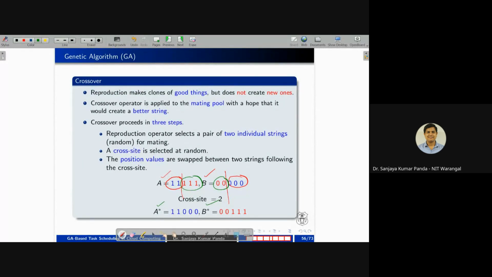In order to perform crossover, you have to decide which 2 chromosomes you will select. First, you need 2 individual strings selected from the new population, and you also have to select one cross-site point, the point at which you want to do the crossover. After that, you perform the crossover, right?